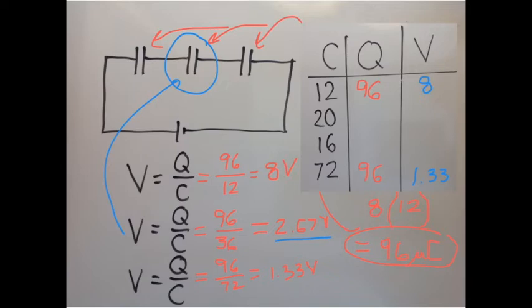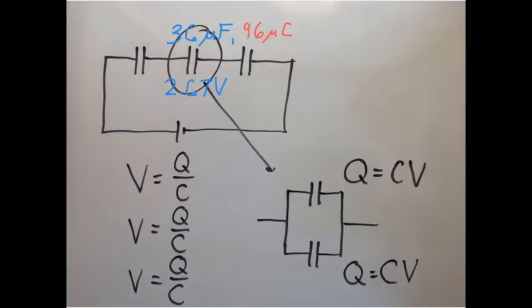Reviewing our parallel capacitor rules, remember that parallel capacitors have the same volts as each other. So the next step in the problem is to go up a level. Since the 36 microfarad equivalent capacitor has 2.67 volts on it, so do the 20 and the 16. And there we are. I'll explain this a little more in the next slide.